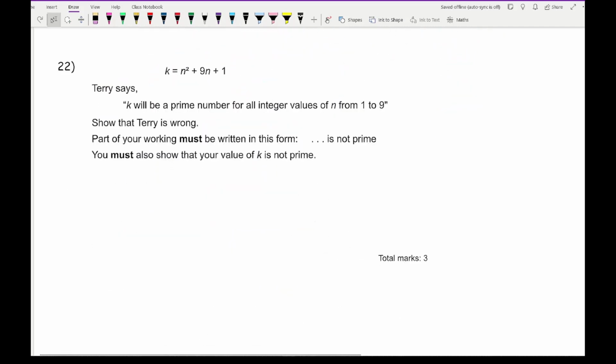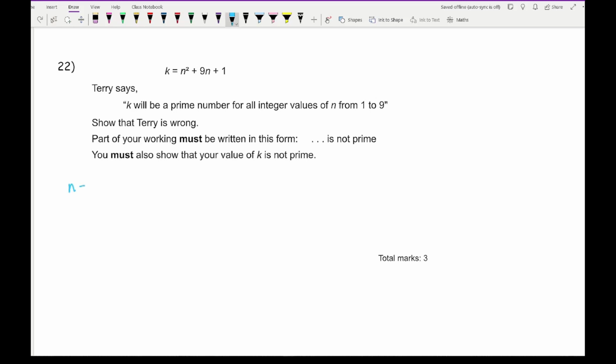Moving on to our next question, question 22. It says here we've got k equals n squared plus 9n plus 1. Terry says k will be a prime number for all integer values of n from 1 to 9. Show that Terry is wrong. Part of the working must be written in the form as not prime, and you must show your working out that your value of k is not prime.